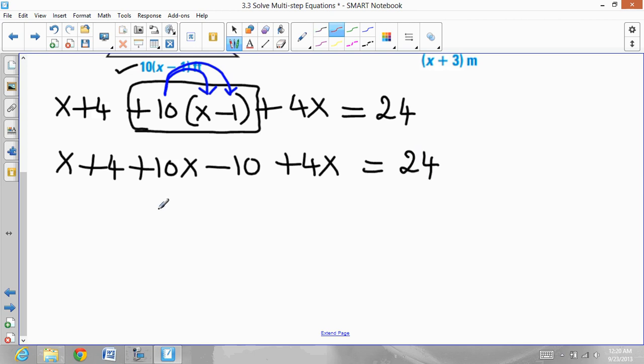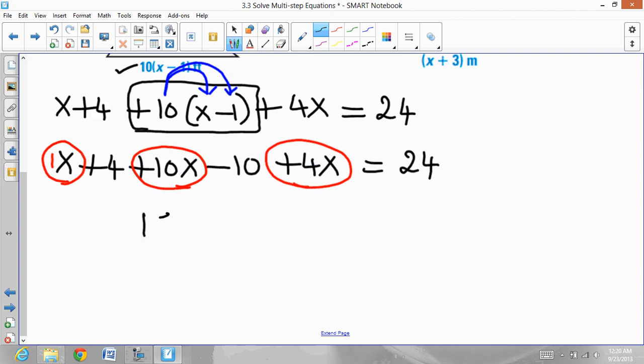Now combine all the like terms that look alike. So x plus 10x, watch the sign, how I'm taking it with the sign attached, and 4x with the sign attached. So you take it as 1x. So 1x plus 10x plus 4x. 1x plus 10x is 11x. 11x plus 4x is 15x. And now you need to combine the numbers.